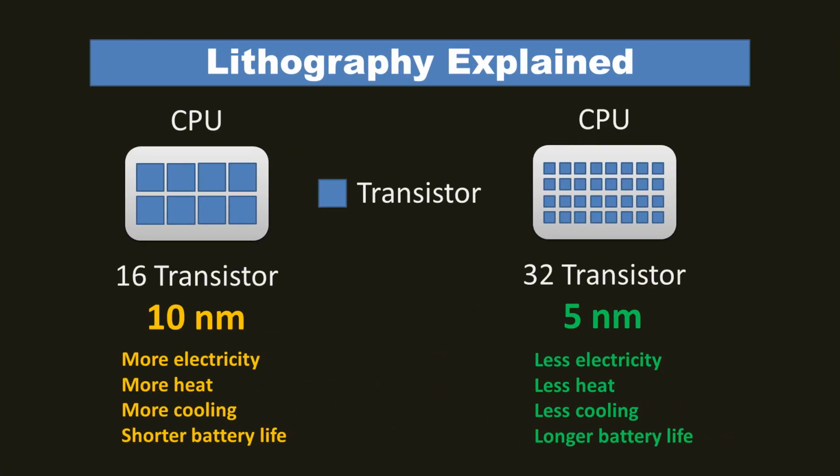With a smaller lithography, more transistors can be accommodated on the same chip surface. More transistors means more computing power and lower power consumption. This is also a very simple description. If you want to find out more, you should visit Wikipedia.